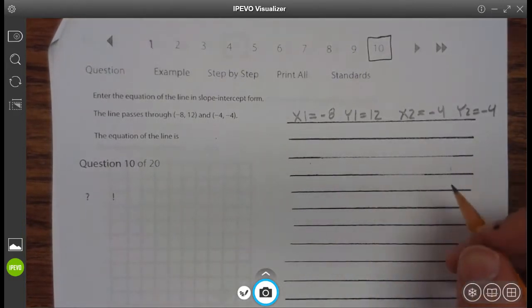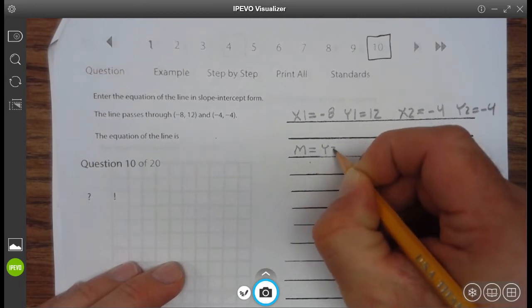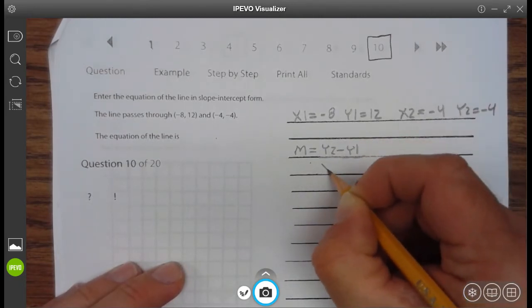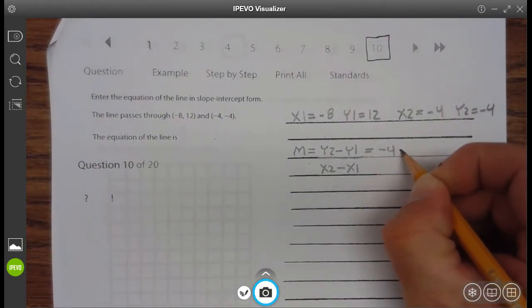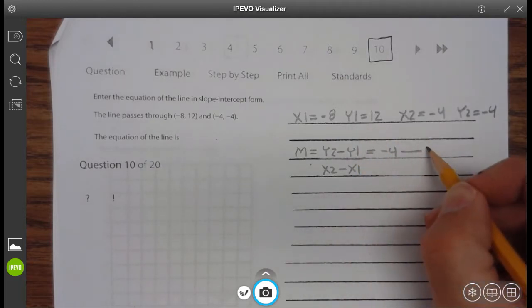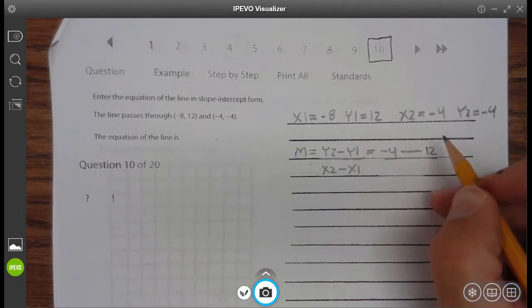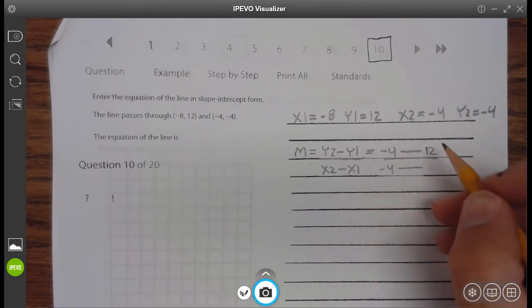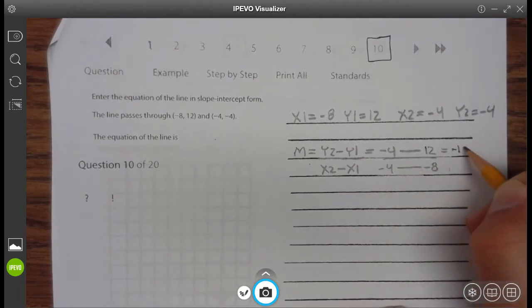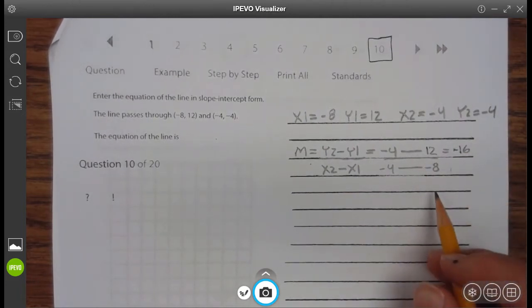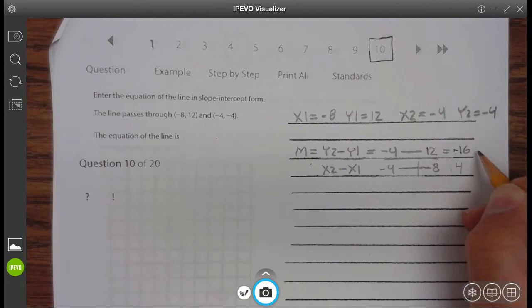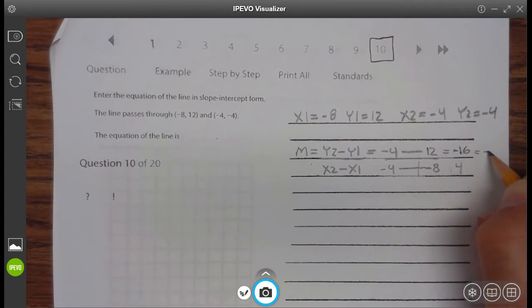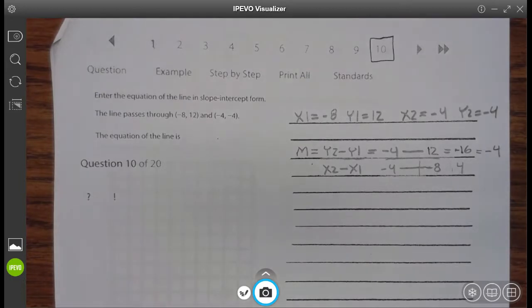All right, so we're going to use the slope formula to find slope. We know m equals y2 minus y1 divided by x2 minus x1. So y2 is negative 4 minus y1 is 12, divided by x2 is negative 4 minus a negative 8. Negative 4 minus 12 is negative 16. When you subtract a negative, it becomes positive. So negative 4 plus 8 is positive 4. Negative 16 divided by 4 is negative 4. So our slope is negative 4.